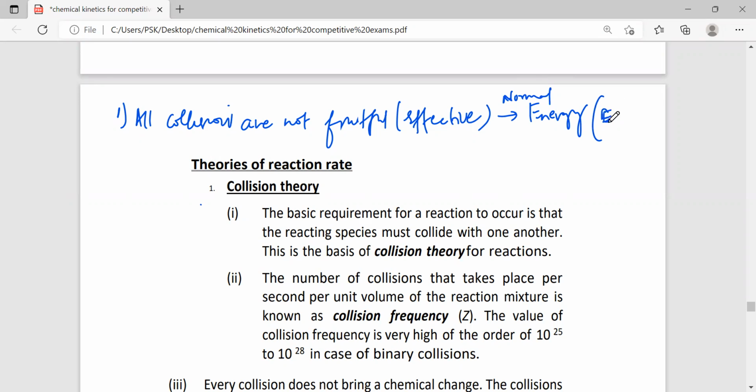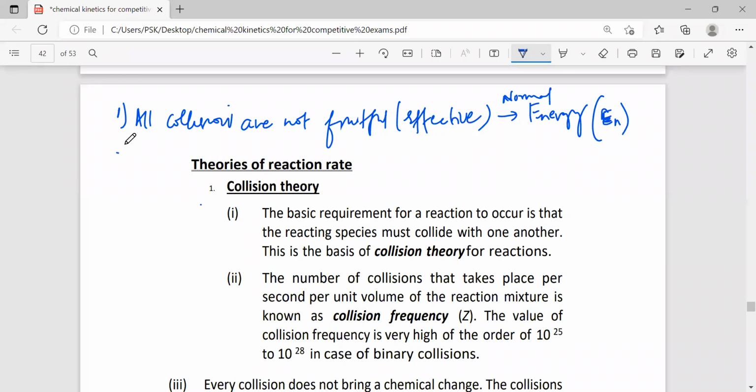So the first energy we are trying to understand is called normal energy. Every reactant molecule will possess some amount of energy. When the molecules collide with normal energy, it will not lead to the formation of the product. They are called ineffective collisions, or non-fruitful collisions. That is the first point.